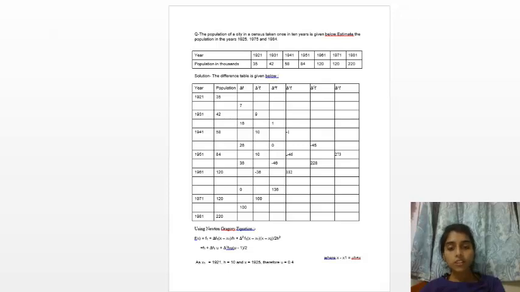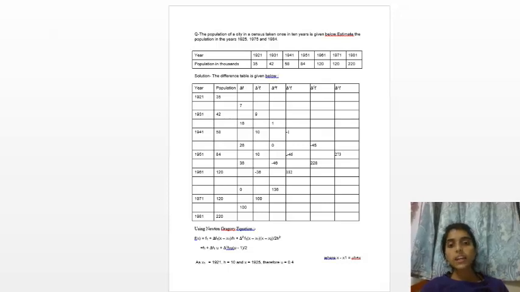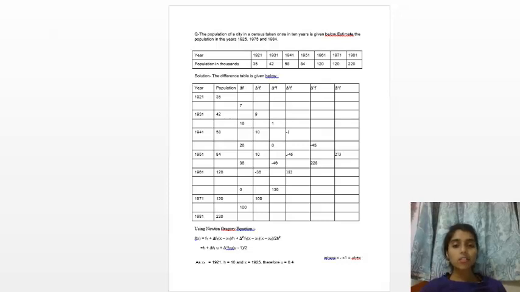Firstly, the value of del f will be calculated as the forward value minus the present value. That is 42 minus 35 is 7. The next, 58 minus 42 is 16, 84 minus 58 is 26 and so on. Similarly, del square f can be calculated by taking the difference of the consecutive values of del f.